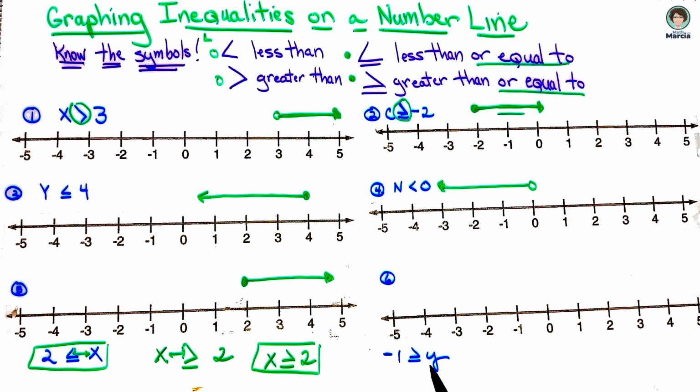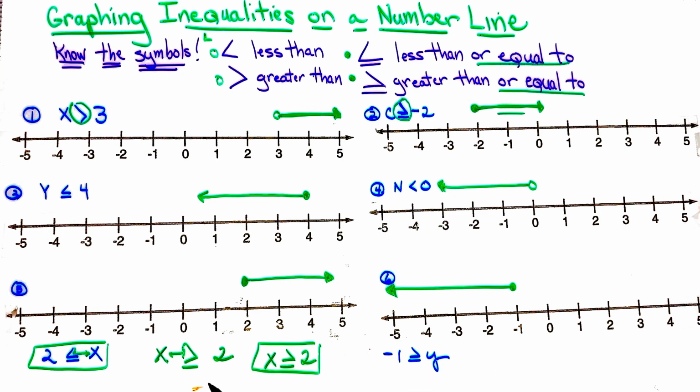Okay, looking at this one. Negative 1 is greater than or equal to y. So greater than or equal to, it is definitely going to be a closed circle. Now at my negative 1, it says negative 1 is greater than or equal to y. Well, if I put a 2 there, negative 1 is not greater than 2, is it? So I'm going to check a negative 5. Negative 1 is greater than or equal to negative 5. And that is true because the further away from 0 that you get, the smaller the number is. So negative 1 is a larger number than negative 5.